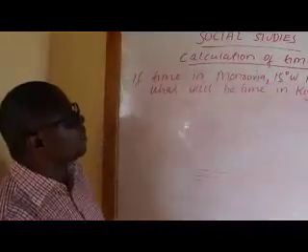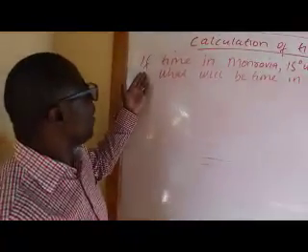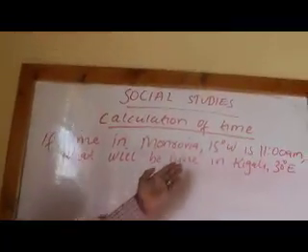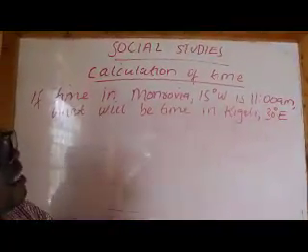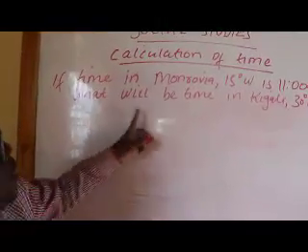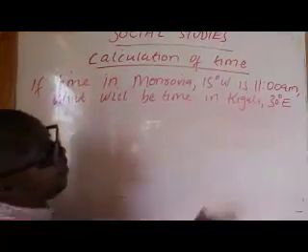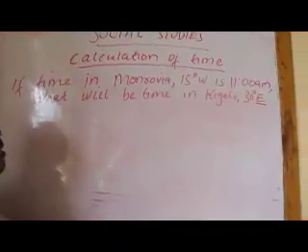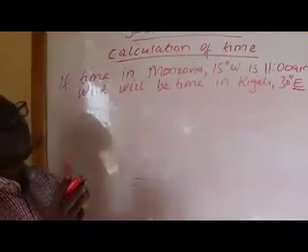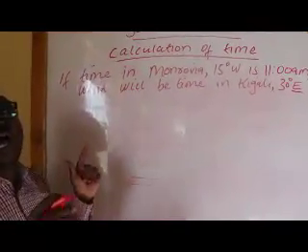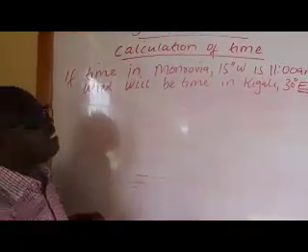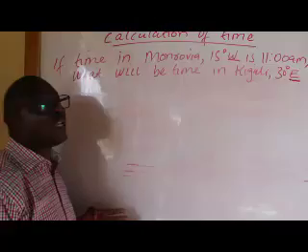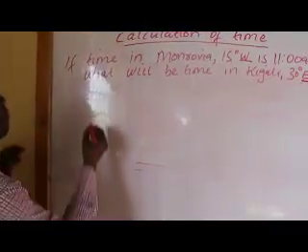Now, we have an example of a question here. The question is reading, if time in Monrovia 15 degrees west is 11 a.m., what will be time in Kigali 30 degrees east? Now, we go to rule number 1, whereby when you are given 2 places found on different longitudes, you add. So this is west and this is east. So we are going to add following rule number 1.